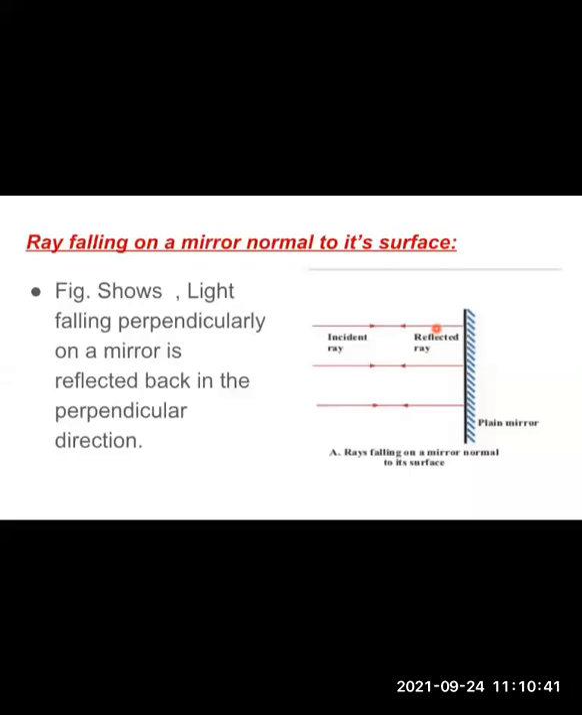So what happens? Reflection occurs. You can see the direction of the reflected ray is opposite to the incident ray, but it traverses the same path as the incident ray. So here we can say the angle of incidence and the angle of reflection are the same. This is how reflection is done on the plane mirror.